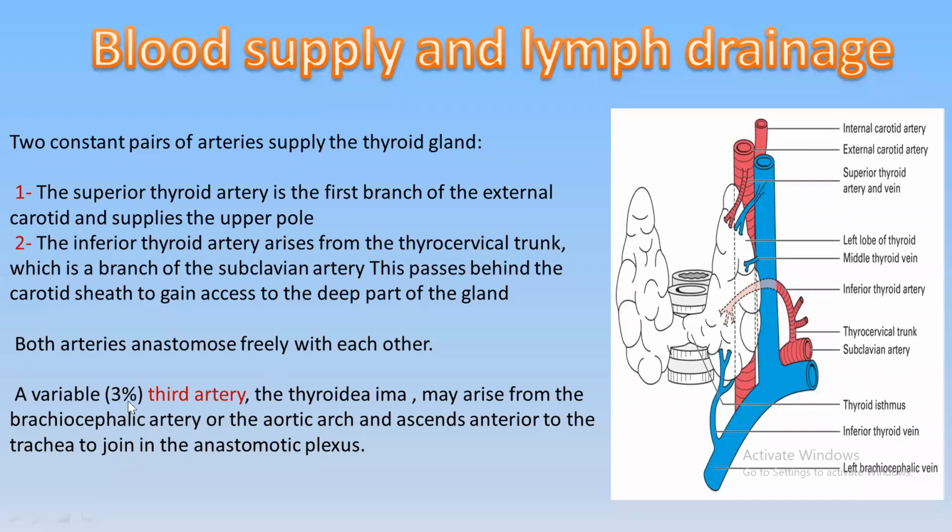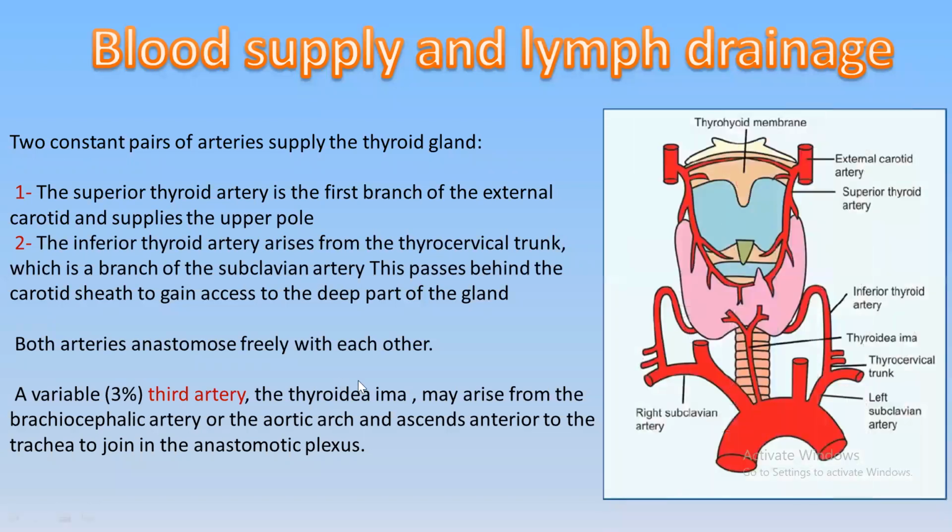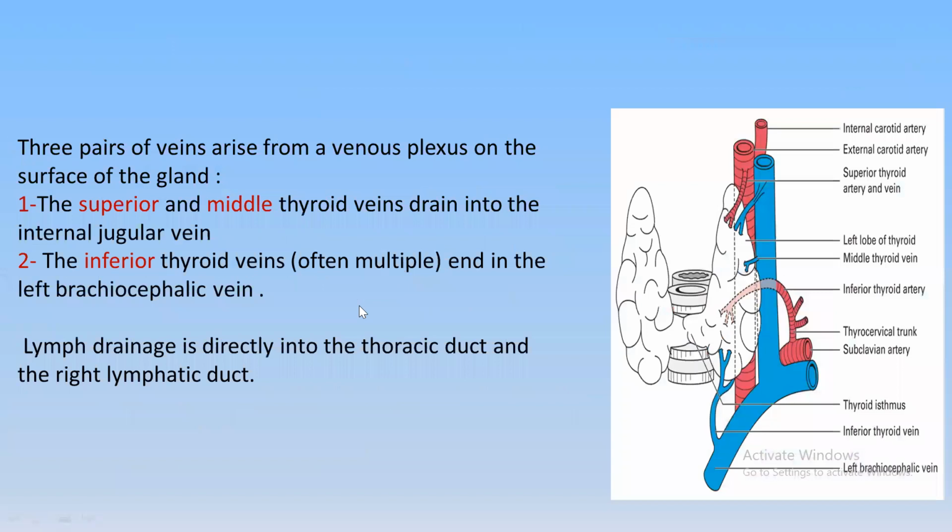Note there is a third artery in 3% of the population, which is called the thyroidea ima artery, arising from the aortic arch, and it ascends anterior to the trachea to join the anastomotic plexus. This diagram shows the thyroidea ima artery that arises from the aorta. A venous plexus lies on the surface of the gland. The superior and middle thyroid veins drain into the internal jugular vein, and the inferior thyroid vein drains into the left brachiocephalic vein.